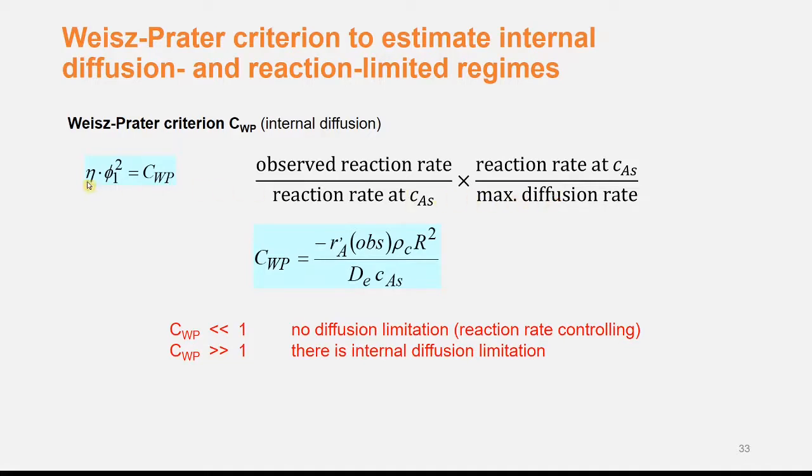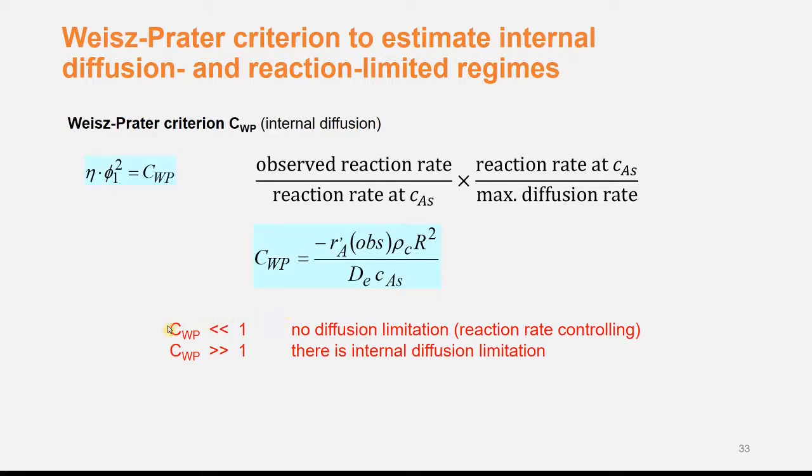Multiplying through the expressions for eta and phi squared, we get that C_WP, which is the Weisz-Prater index, is equal to this expression. So try deriving this for yourselves, remembering the definition for the Thiele modulus for a first-order reaction and the relationships between the different rate variables. So the volumetric rate, the rate per mass of catalyst, and the rate per surface area of the catalyst.